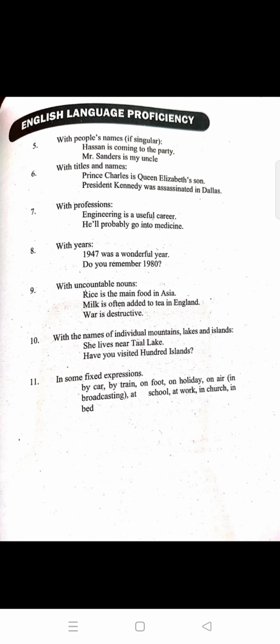Because that is wrong. With uncountable nouns: rice is the main food in Asia. Milk is often added to tea in England. So when there are uncountable nouns, you don't place a or an. With the names of individual mountains, lakes, and islands: she lives near Taal Lake. Huwag mo nang lagyan ng article doon. Taal Lake na lang, because they are names of individual mountains, lakes, and islands. And of course, in some fixed expressions: by car, by train, on foot, on holiday, on air, at school, at work, in church, in bed. So they are already fixed expressions.